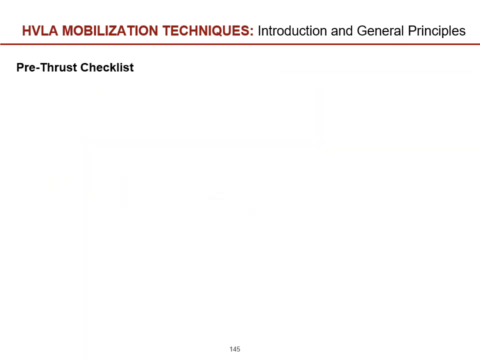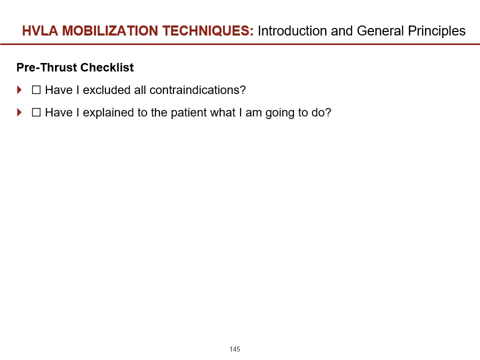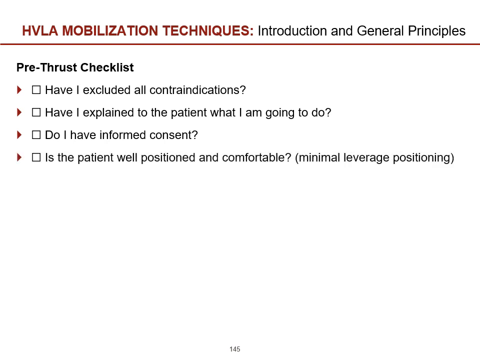Okay, the next general principle is running through a pre-thrust checklist. This is really just a reference for yourself so that you can familiarize yourself with it and then mentally and more implicitly go through it within your clinical practice. So before applying the thrust, have I excluded all contraindications? Have I explained to the patient what I'm going to do? Do I have informed consent? Is the patient positioned appropriately, and are they comfortable, i.e. the minimal leveraging position? Am I in a comfortable and balanced position?